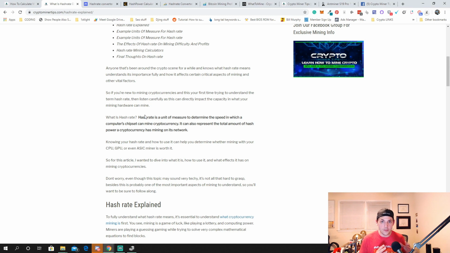It also varies depending on the coin that you want to mine. If you're mining Ethereum with a 1060, the hash rate is going to be totally different than if you take that same 1060 and mine a coin like Ravencoin. So it varies all across the board.